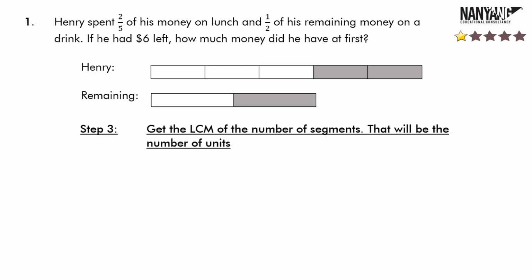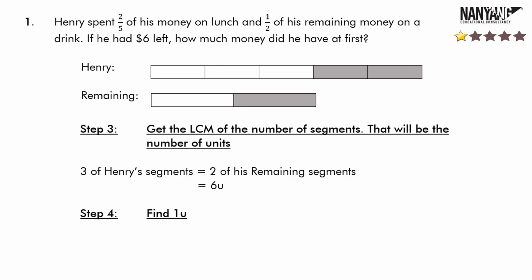Now with this model, we should get the LCM of the number of segments. That will be the number of units. Now what does that mean? So 3 of Henry's segments, the ones that are unshaded, is equals to 2 of the remaining. So we should let this be equals to 6 units. That's what it means. That way, we can easily find out what 1 unit is.